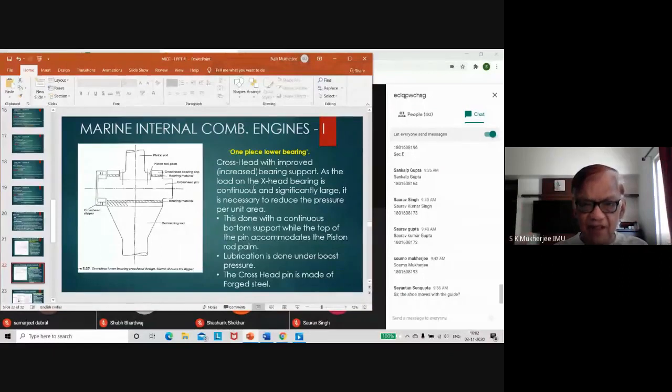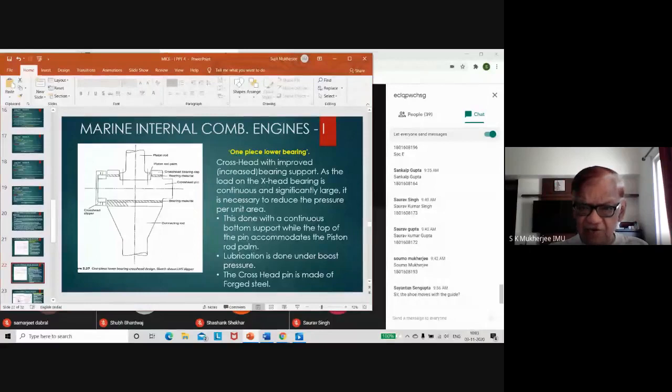centimeter diameter. You calculate and see on your calculator how much is the load on top. 90 bar is almost 90 kg per centimeter squared, and you calculate the 90 centimeter diameter of the bore and find out the total area. That will give you an idea how many tons of force is there. So we need to maximize the bearing area to reduce the pressure per unit area. It is necessary to reduce the pressure per unit area.